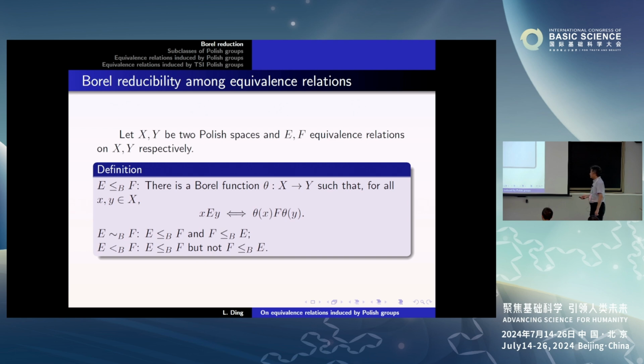Okay. Now we use this notation to mean E and F have the same complexity. It means E is Borel reducible to F and F is also Borel reducible to E. And we use this notation to denote that E is strictly reducible to F. It means that E is Borel reducible to F, but F is not Borel reducible to E. So using this notation, we can define a partial order on equivalence relations.